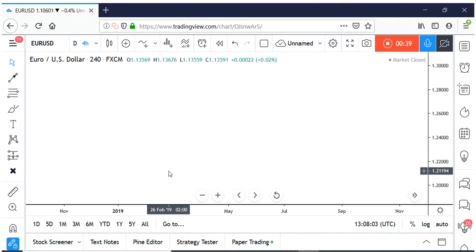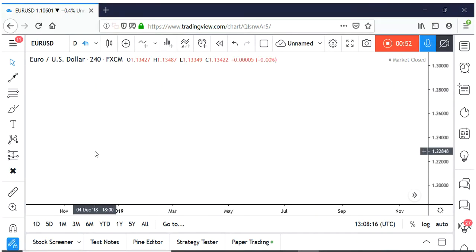Okay, so in this video, I'll show you how to identify it, and also how to spot it when it is forming. We'll take a look at the bullish and the bearish CYPHER pattern. Let's take a look at the bullish pattern first.